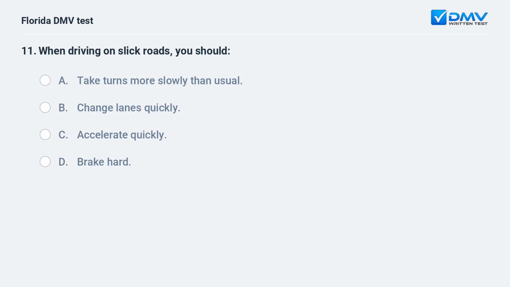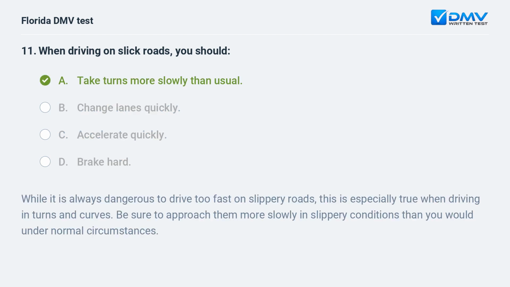When driving on slick roads, you should A. Take turns more slowly than usual. B. Change lanes quickly. C. Accelerate quickly. D. Brake hard. A. Take turns more slowly than usual. While it is always dangerous to drive too fast on slippery roads, this is especially true when driving in turns and curves. Be sure to approach them more slowly in slippery conditions than you would under normal circumstances.